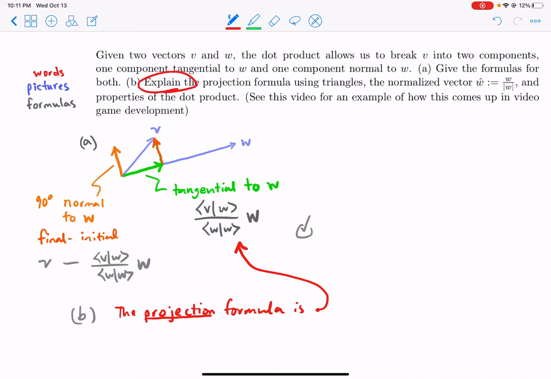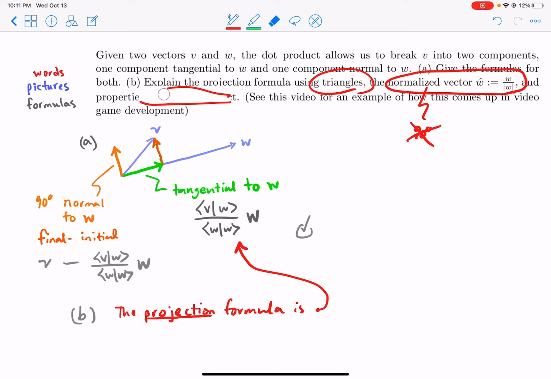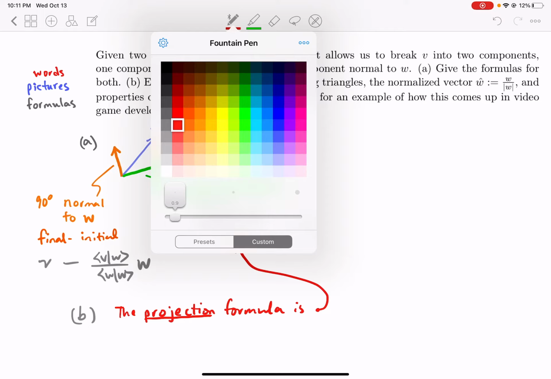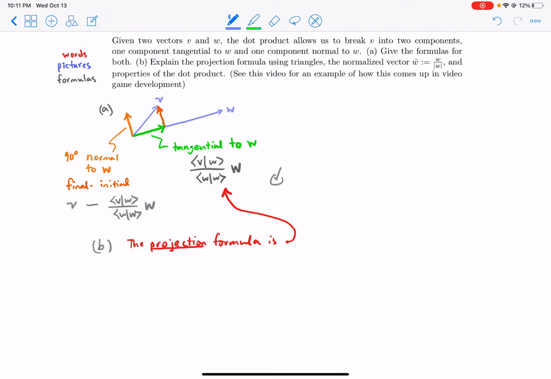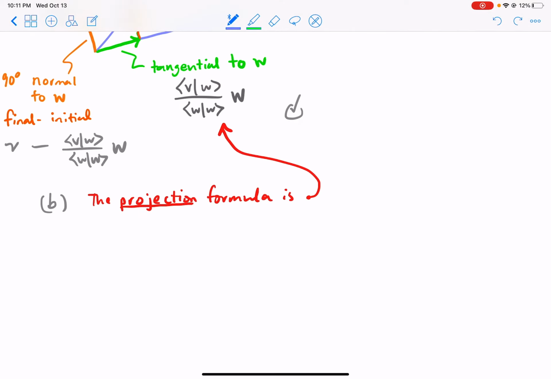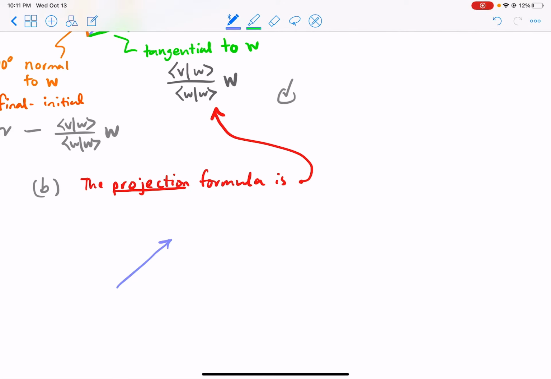Okay, now I have to explain the projection formula using triangles, the normalized vector, which is a unit vector. This actually doesn't have anything to do with 90 degrees. And properties of the dot product. Okay, so I need to use all those things. So what are we going to do? First, we'll draw a picture. Really, it's going to be this picture, but with less clutter. And we're going to highlight different parts of the picture.